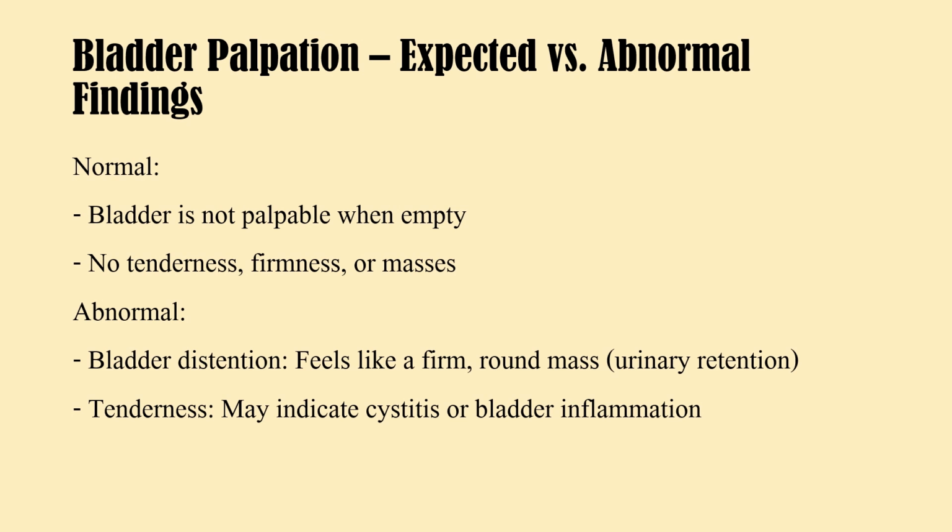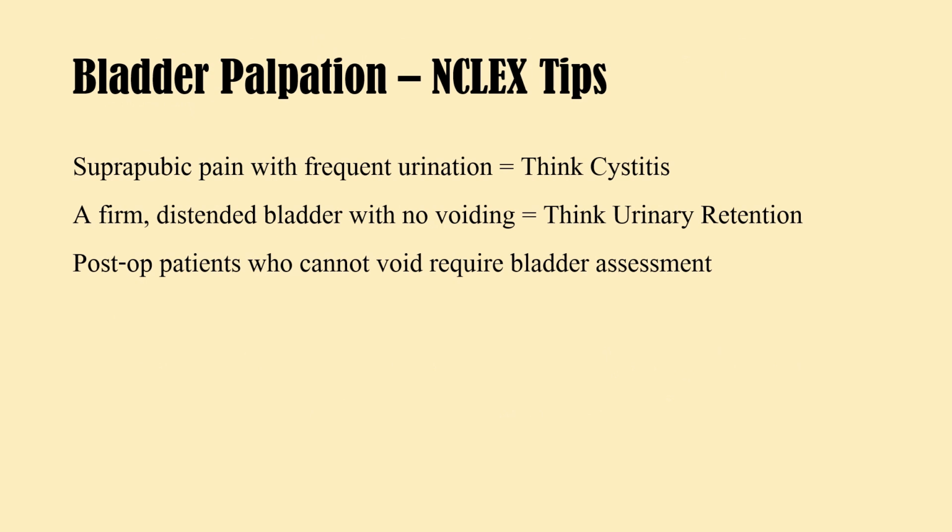Typically, an empty bladder is not palpable and causes no pain. However, a firm, round mass could mean urinary retention, and tenderness might suggest cystitis or other inflammation that requires prompt attention. Incorporating NCLEX insights, suprapubic pain with frequent voiding patterns may point toward cystitis. A distended bladder in someone who has not voided is a strong indication of retention, commonly seen postoperatively.